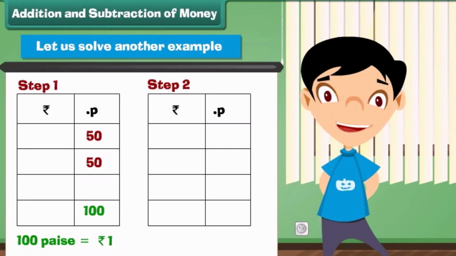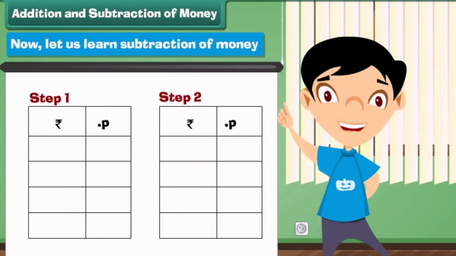Step 3. Add the numbers in the rupees column. 1 plus 10 plus 15 equals rupees 26. Write 26 under the rupees column.